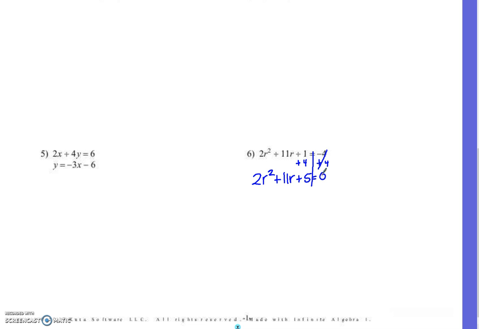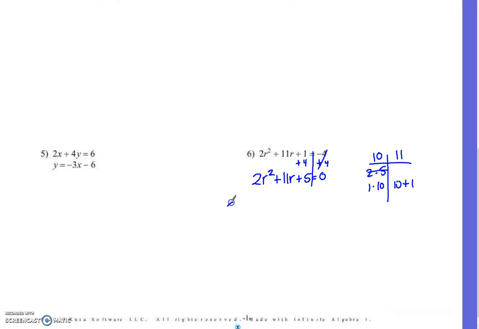Alright, good. Then I make my little tree here. I do 2 times 5, which is 10, and then my middle number, which is 11. And 10 is 2 and 5, and 1 times 10. Now, 2 and 5 are not going to get me 11, but 10 plus 1 will, right? Now, remember, this right here is a 2. It's not a 1 or no number, so you have to do your factoring by grouping steps. If there's no number in front, then you have the easy stuff. But if there is, you got to factor by grouping.